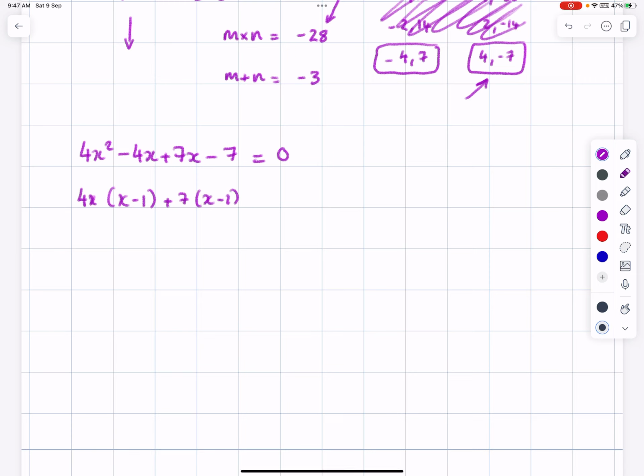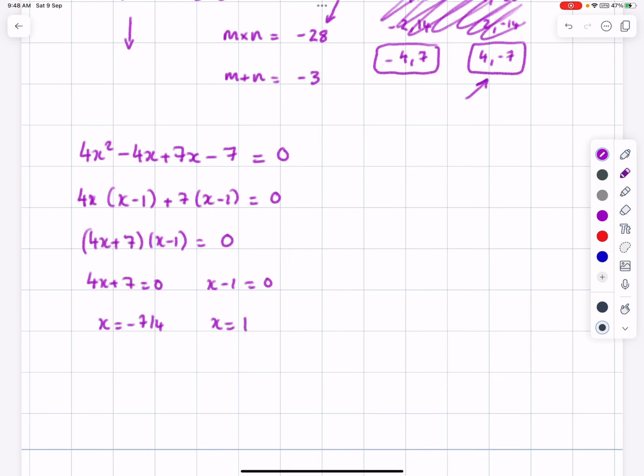Now, having seen it, this gives me 4x plus 7, x minus 1. And remember, equals 0. So I get 4x plus 7 equals 0, or x minus 1 equals 0. I get x equals minus 7 over 4, or x equals 1 there.